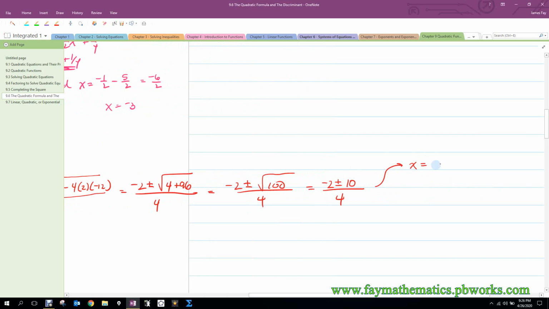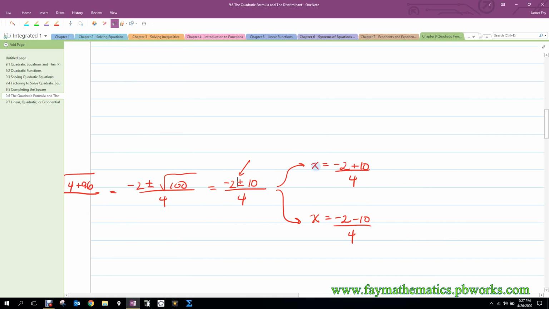Okay? And this is all x equals, so I'll write negative 2 plus 10 all over 4. And then around here, I'll write x is equal to negative 2 minus 10 over 4. So that little symbol right there, plus or minus, means you have 2 operations that need to be done. So negative 2 plus 10 gives me positive 8 over 4. Positive 8 divided by 4 is 2. And then here, negative 2 minus 10 is negative 12 over the 4, and that reduces to negative 3.